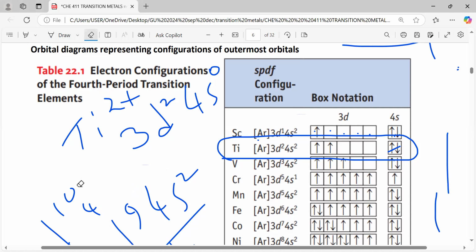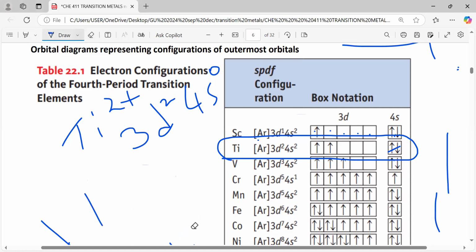So if I'm looking for titanium 3+, for example, what will I expect in the configuration? The same titanium will lose first of all those two, followed by one there. So it will be 3d1 4s0. So that will be your titanium 3+.